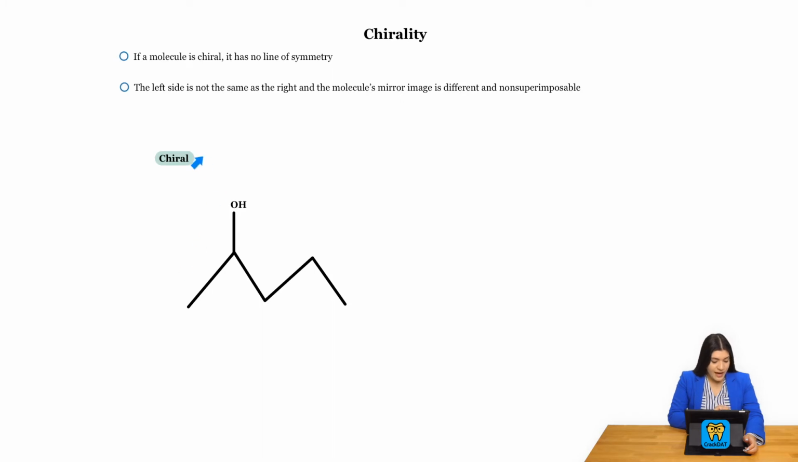If I were to look at this molecule here, this left side does not look like the right side of the molecule, right? There is no line of symmetry. There's no way I can cut this molecule apart to make it look the same on either side. That's why I know this has to be chiral.